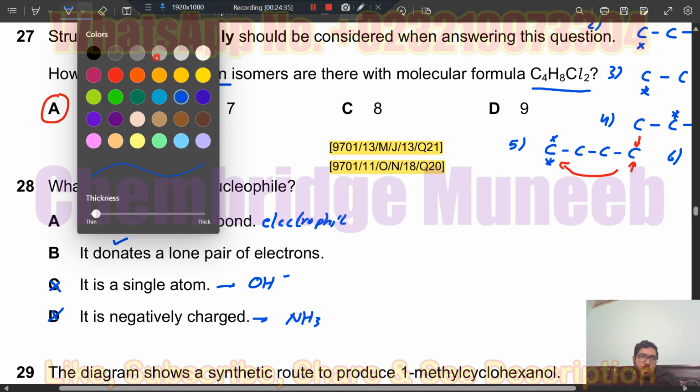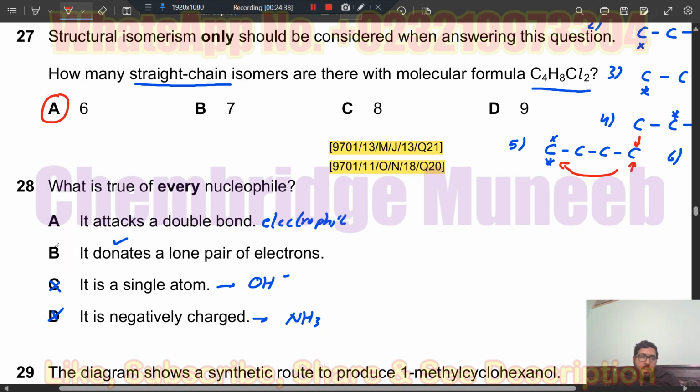And A, it has a double bond, that is the property of the electrophiles, not the nucleophile. So the only right option is the B option, and it is a repeated question from these 2 variants, which you can look up on the YouTube channel.